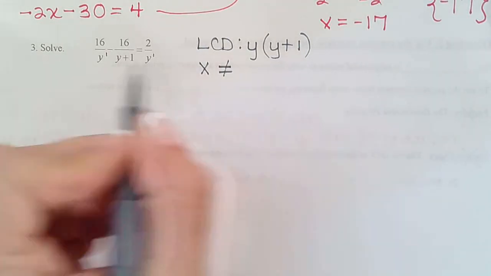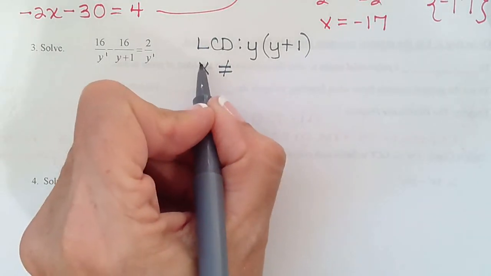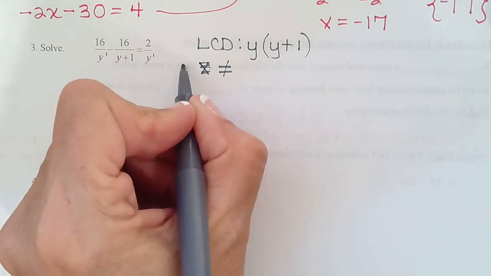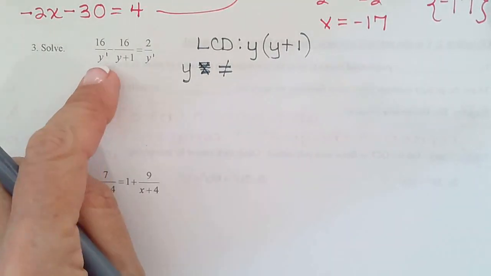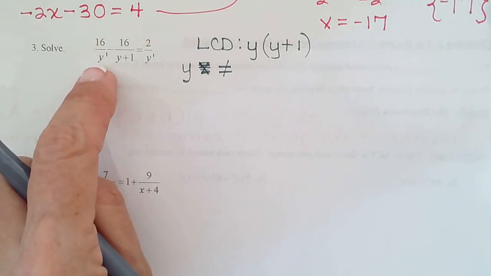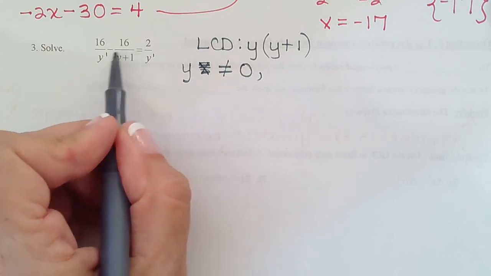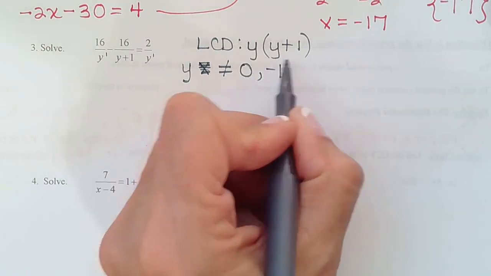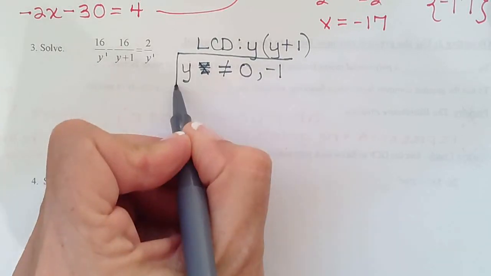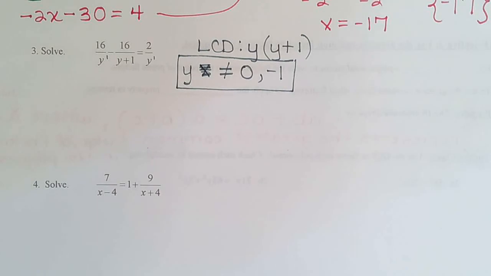X cannot equal, so go down the line. What makes y 0? Oh, how about y cannot equal, because we're using the variable y. So the only thing that makes y 0 there is 0. What would make this 0? If we put -1 in for y. So our restriction should be y cannot equal 0 or -1.